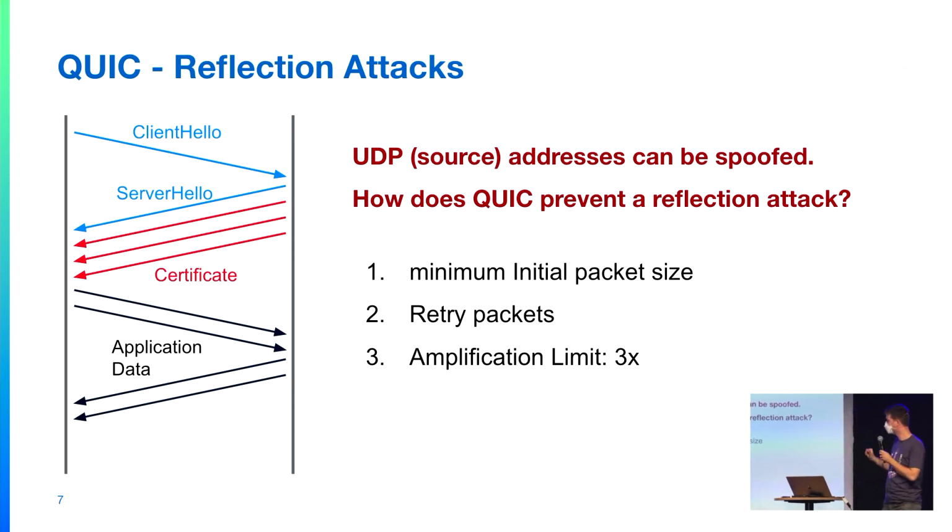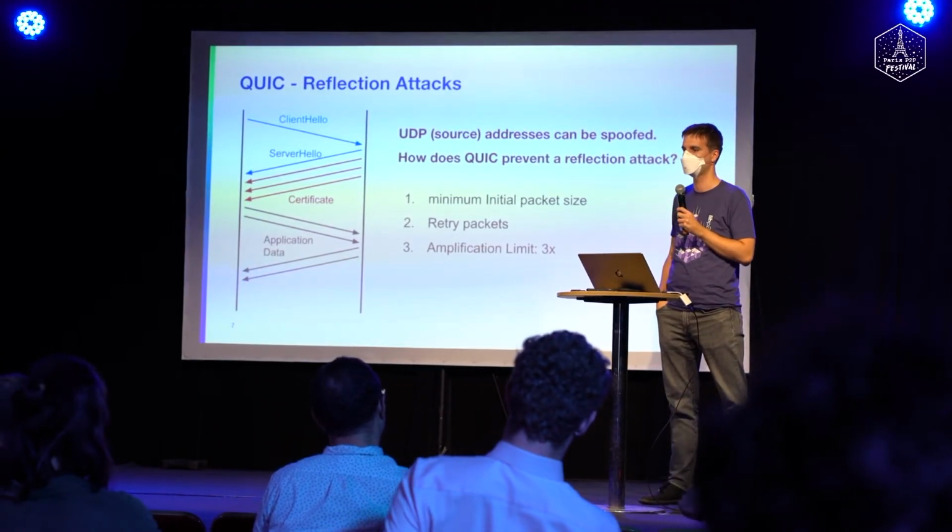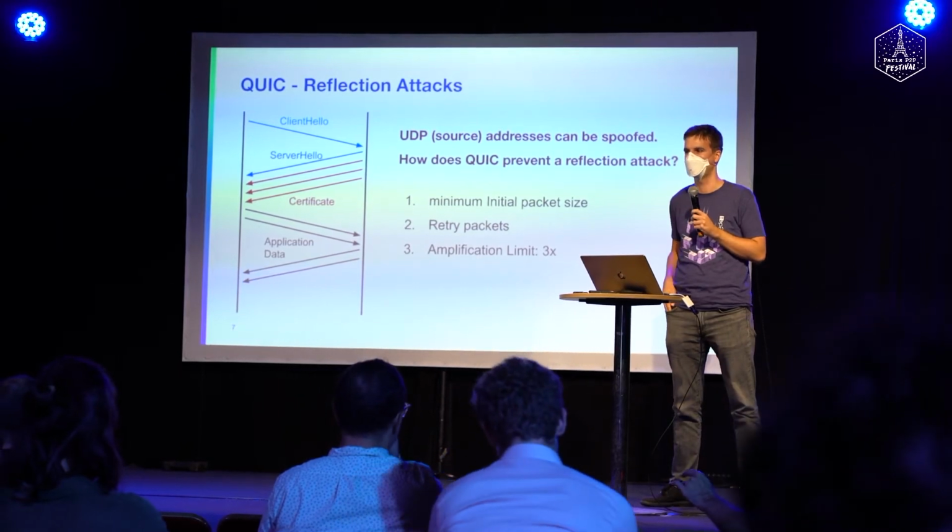We'll talk about retry packets later. They add one RTT to this handshake, so you don't want to use them in the common case. QUIC also defines an amplification limit. So the specification says a server must not send more than 3 times the amount of bytes that the client has sent. So if the client sent a 1200 byte packet, the server can only send like 3.6 kilobytes in reply.